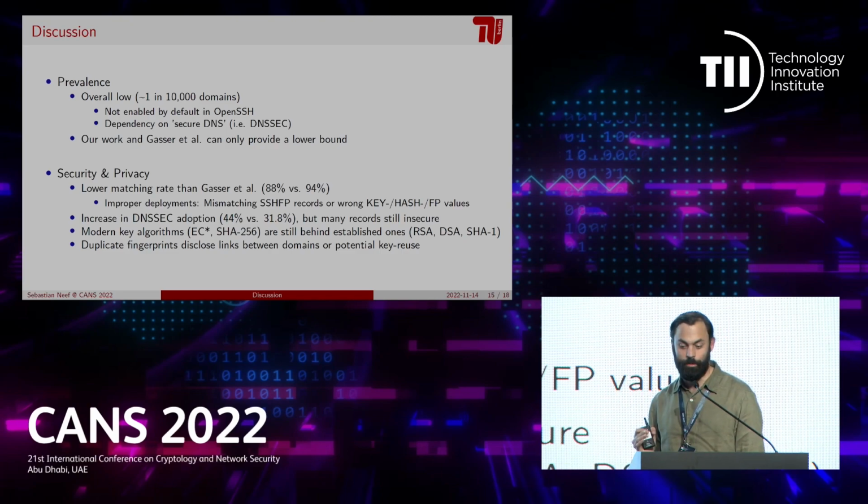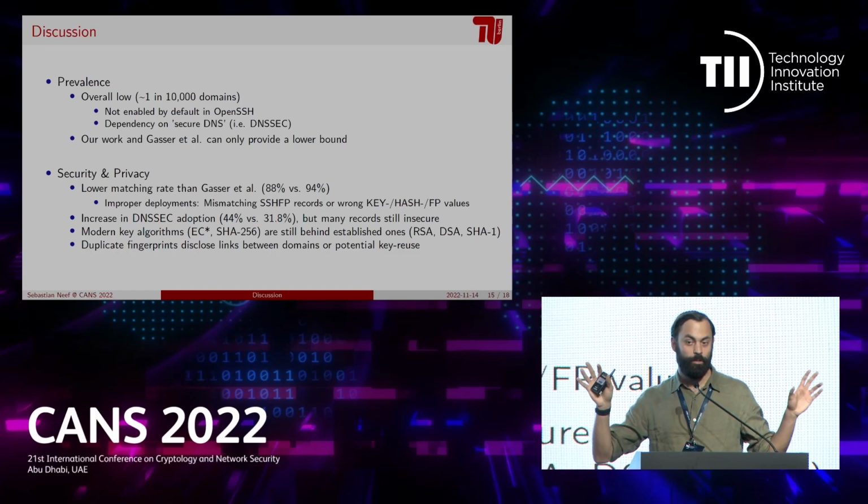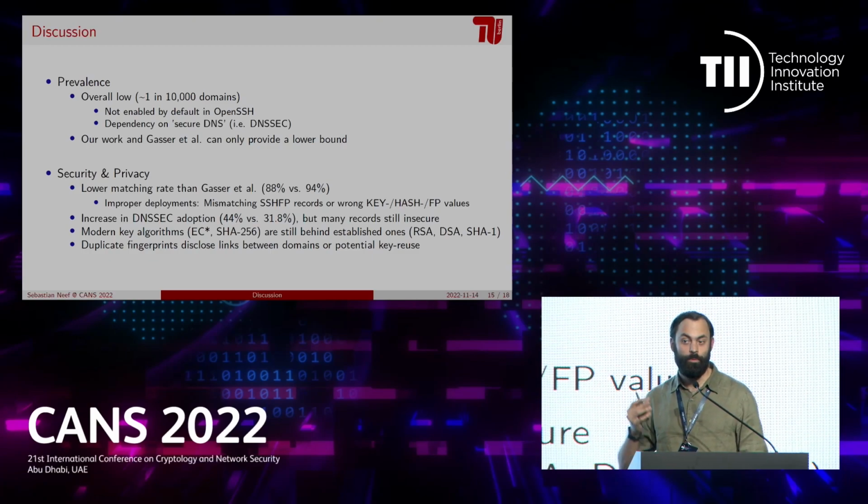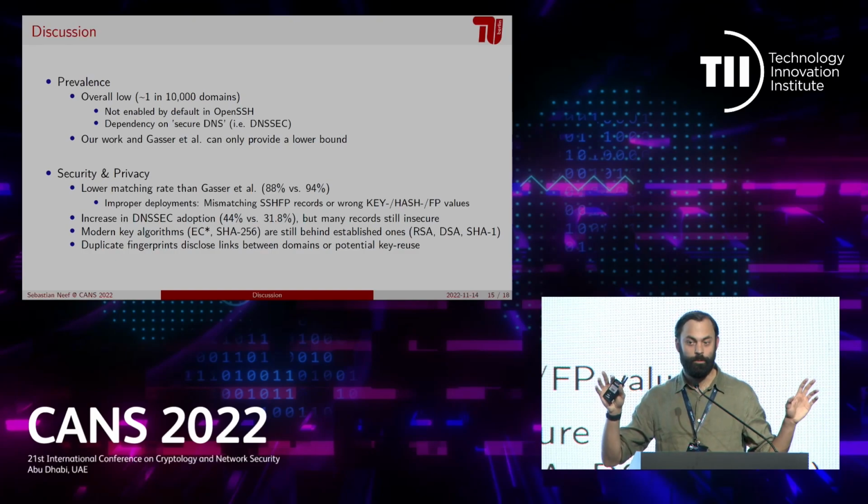What our data also shows is that modern key algorithms like elliptic curve and SHA-256 are still behind in numbers compared to the established algorithms like RSA, DSA, and SHA-1. And one further point that could be interesting from a privacy perspective are duplicate fingerprints. So either we can use that to find links between domains when the fingerprints or SSHFP records match, or we can find potential key reuse, for example, when two different SSHFP records match to different servers, but they have the same fingerprint.